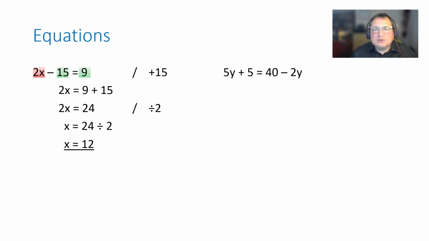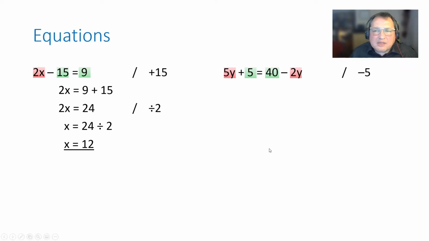Let's have a look at this example, which is a little bit more complex because, first of all, we have 4 different components here. So as previously, we will want to put all the unknowns, so 5y and negative 2y on one side, and constants like 5 and 40 on the other side. The first step will be to subtract 5 from both sides of the equation. In that way, we will get rid of this 5 component, effectively moving this component to the right side of the equation.